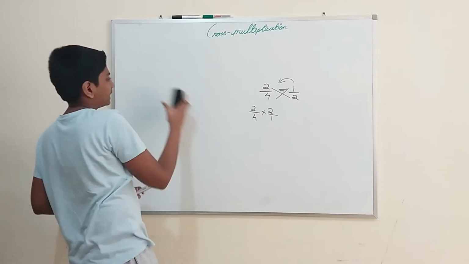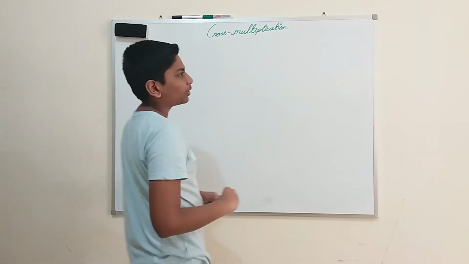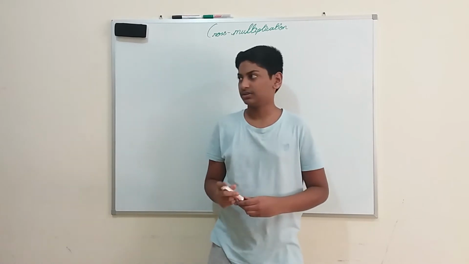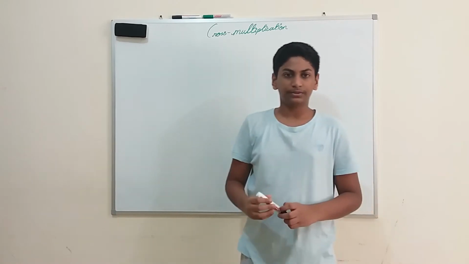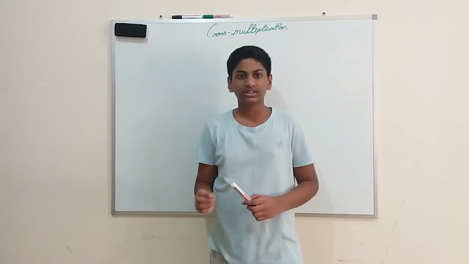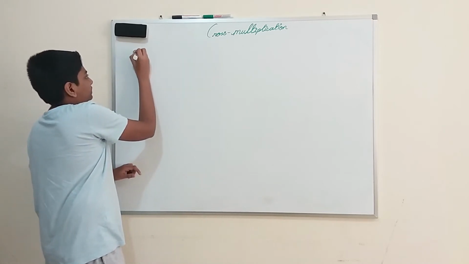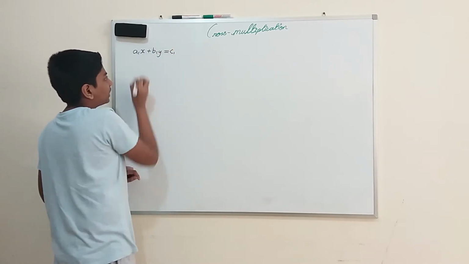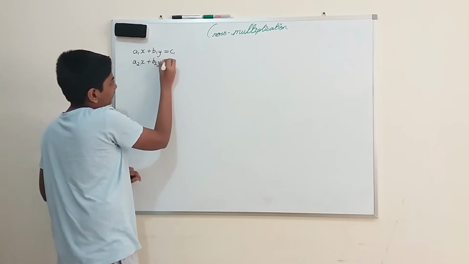Now we will solve an equation under this topic. In the last two subtopics, we did word problems, but in this section I won't be doing a word problem for cross multiplication. Most of the time we take an example with some values, but this time we are not going to take values, we are going to take variables. So the first equation I am taking is a1x plus b1y equal to c1, and a2x plus b2y equal to c2.